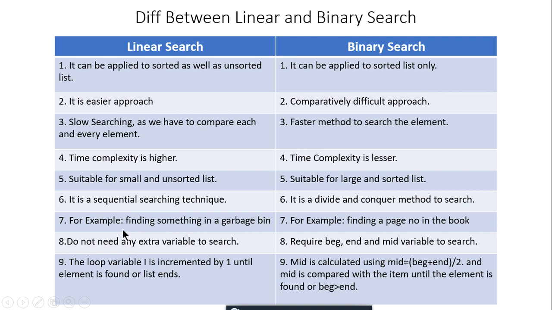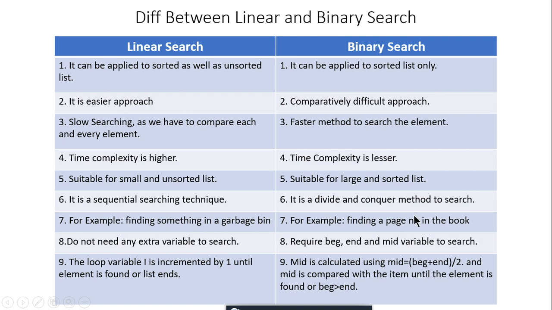If we think practically, linear search is like finding something in a garbage bin. Suppose you have lost your ring and you go to your dustbin and search there. Now luck matters. If you are lucky, the ring is on the top of the bin. If you are not, you have to search the whole dustbin. There is no particular pattern for how you would search for a particular element. You have to go sequentially, one by one, until you find the element or your list is empty.